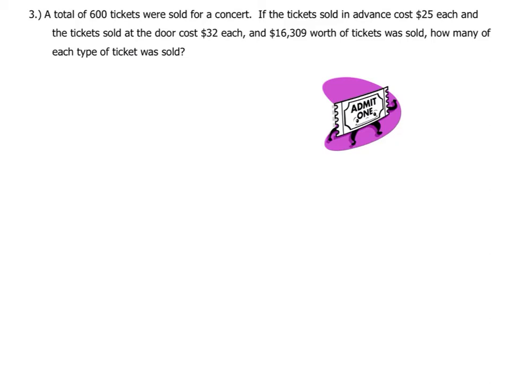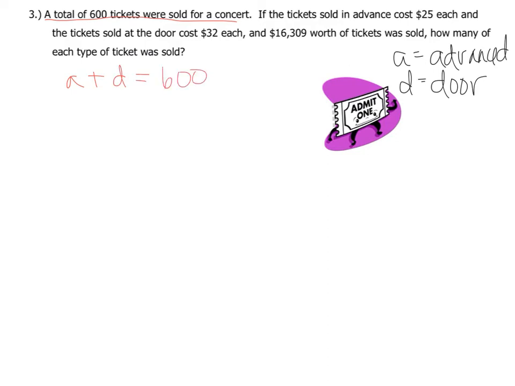So we need to write our let statements. We want to know how many of the advanced tickets were sold, and how many at the door were sold. So our let statements are let A stand for advanced and let D stand for door. So a total of 600 tickets were sold. That means all of the advanced plus all of the door tickets was 600 tickets.